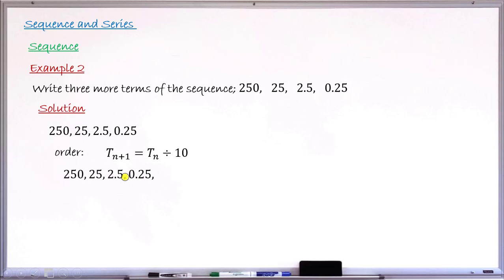So to get the next term, you take the 0.25 divided by 10. That will give you 0.025. And to get the next, you also divide the 0.025 by 10. That will give you 0.0025. And the next term, because we have to write 3 more terms, I have to move and write 1 more. So you now divide this also by 10 to get the next term. That will give the answer 0.00025. This is how we now answer this very question. Let's just move and take more examples.